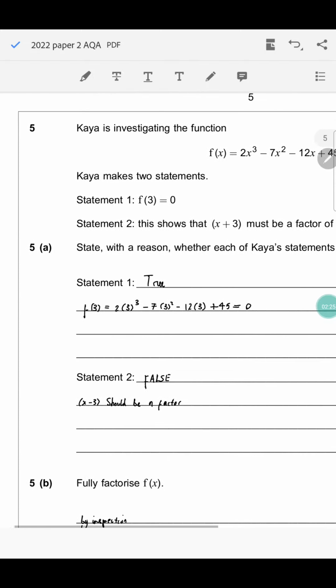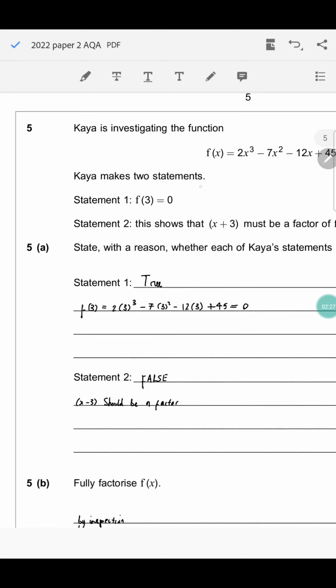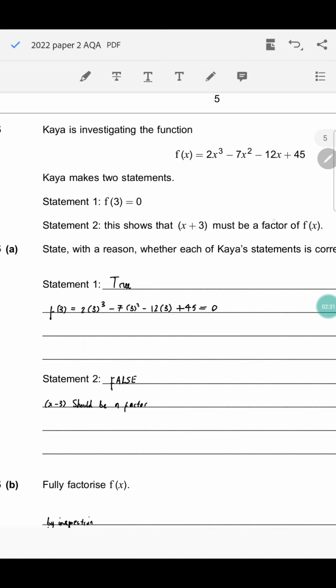Now, question 5, it's a factor theorem question. Now, if f of 3 is equal to 0, we just need to show that it's true. So if we plug in 3 into x here, we should get an answer of 0. So that should be true.